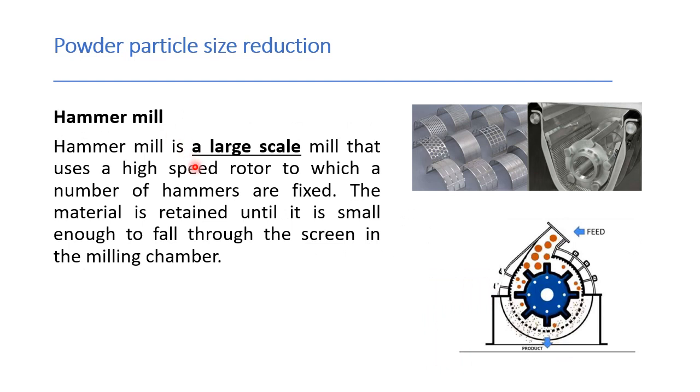On a larger scale, particle size of powder can be reduced by means of a hammer mill, where there is a high-speed rotor to which a number of hammers are fixed. These are the hammers, and this is the rotor. So the material is fed from this opening and is retained in this chamber until it is small enough or fine enough to pass through these openings of the screen of the desired particle size.